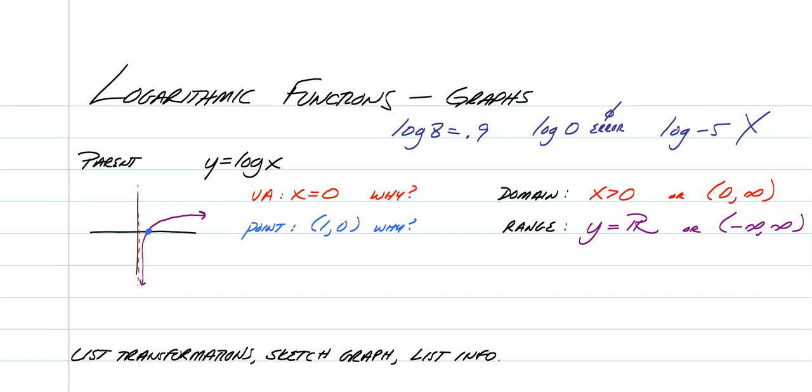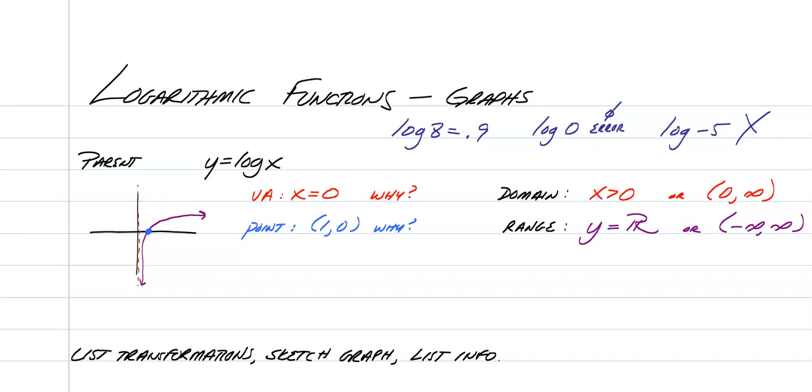That is why whatever you're taking a log of has to be a positive number. That's why our vertical asymptote is x equals 0, which means x will never be 0. It can only be bigger, which is why our domain is x is greater than 0. And our point is (1, 0), because anything raised to the 0 power is 1.